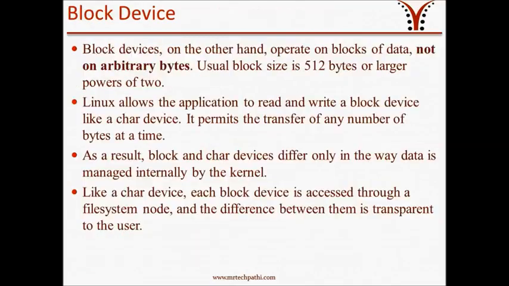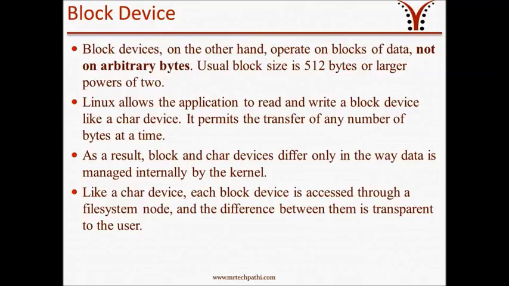Coming to block devices, on the other hand, they operate on blocks of data. They don't operate on arbitrary bytes like character devices. Usual block size is 512 bytes or a larger power of 2. Linux allows the application to read and write a block device like a character device. It permits the transfer of any number of bytes at a time. As a result, the block and character devices differ only in the way data is managed internally by the kernel.